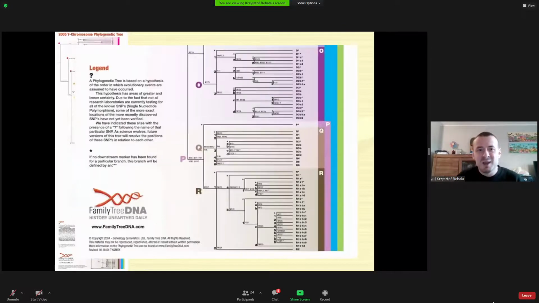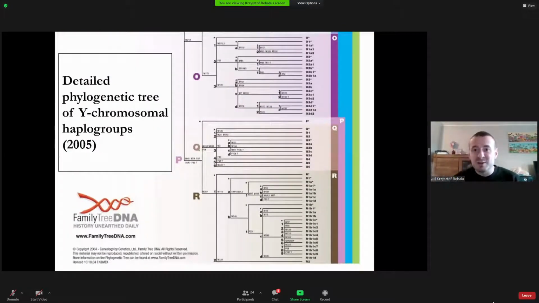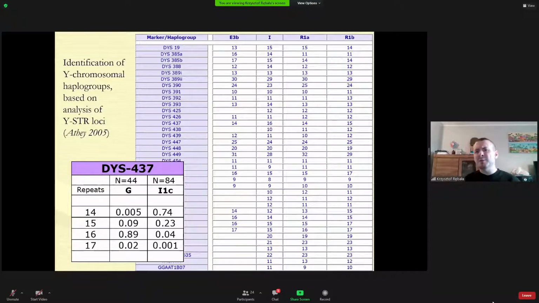I can make a zoom on one of the branches of the haplogroup. But this is still quite an old tree, because right now there are very many haplogroups, sub-haplogroups and subclades of the Y chromosome known. So how can we identify the Y chromosomal haplogroups based on the analysis of Y-STR loci?